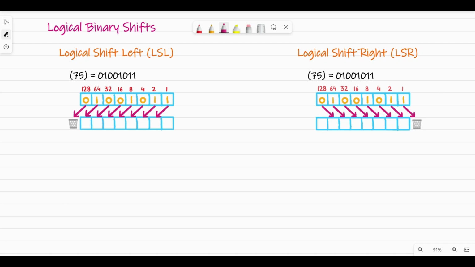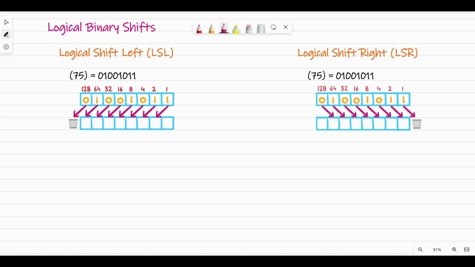Good day, folks. Today we will be practicing logical binary shifts. There are two forms, you already know it, a logical shift left and logical shift right, shortly known as LSL and LSR. As an example, I have done some homework on an exemplary value of 75 as a denary value whose binary equivalent is written and has been filled into the boxes. Now, let us perform both of the shifts one by one.